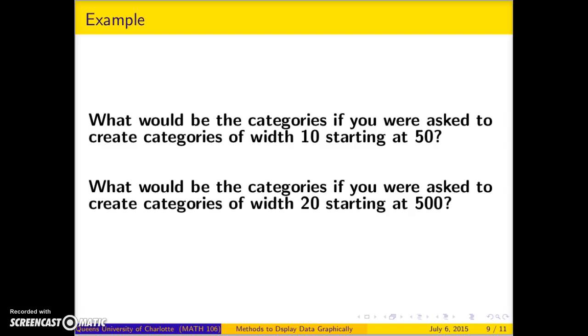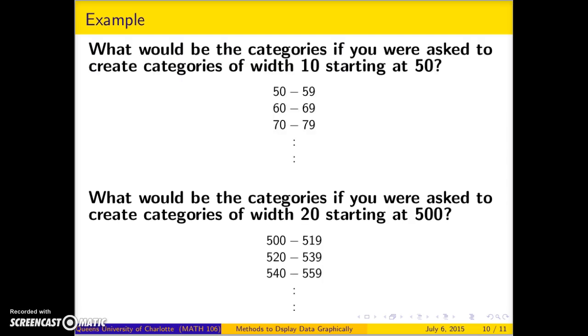So a little bit of practice on creating categories, because this gives people some trouble sometimes. If you're asked to create categories with width 10 that start at 50, you would want the first category to start at 50, and the second would start at 60, and the third one at 70, etc. You would want it to go up to the next closest value, so you wouldn't go 50 to 60. You would go 50 to 59, 60 to 69, and 70 to 79, etc.